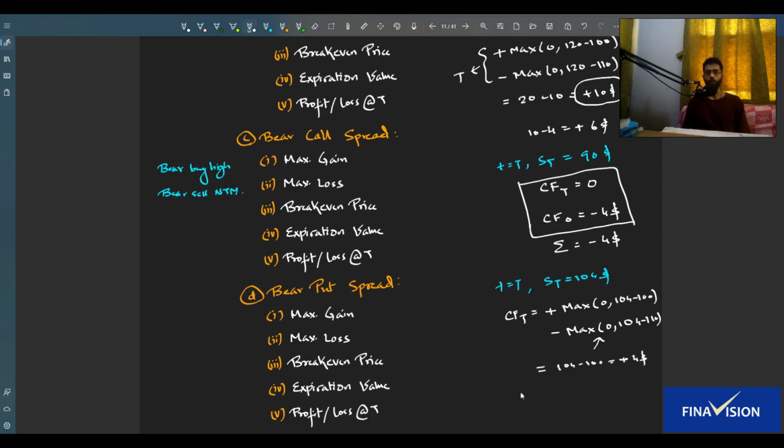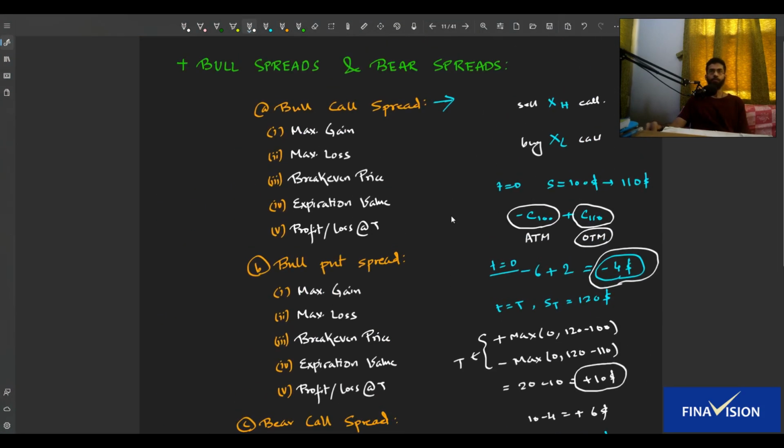Now the net cash flow is equal to CF0, cash flow at time 0, plus cash flow at time T. So this is equal to minus 4 plus 4, which is equal to 0. So here we have taken an example of a break-even price. Remember friends, this is one of the break-even prices. Now friends, we can actually take multiple of these scenarios to create max gain, max loss, break-even price, expiration value, profit and loss at expiry.